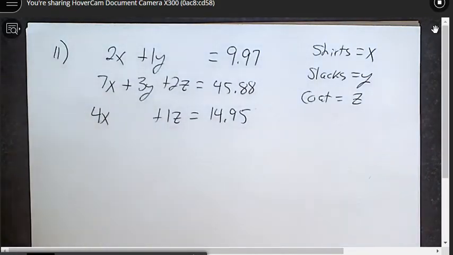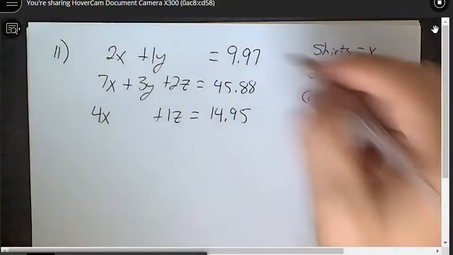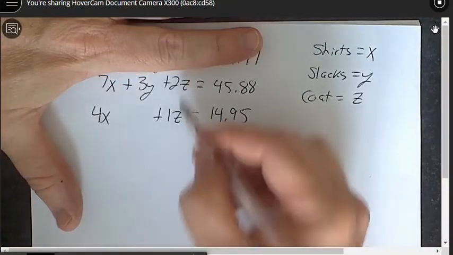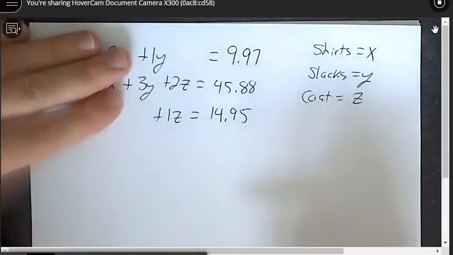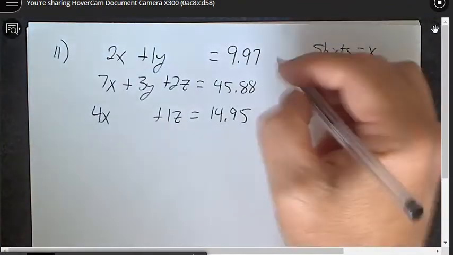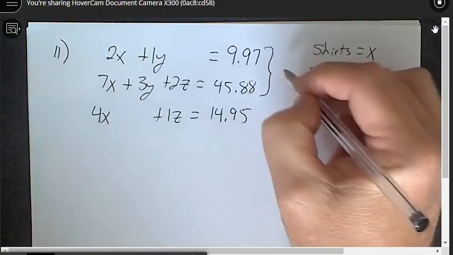Just to do something different, because I think on the last one we eliminated z. Yeah, we did. So maybe we'll take these, and again, we could take these 2 equations and eliminate z, and then combine it with the first equation. Just to do something different, we're going to take these 2 and eliminate y.